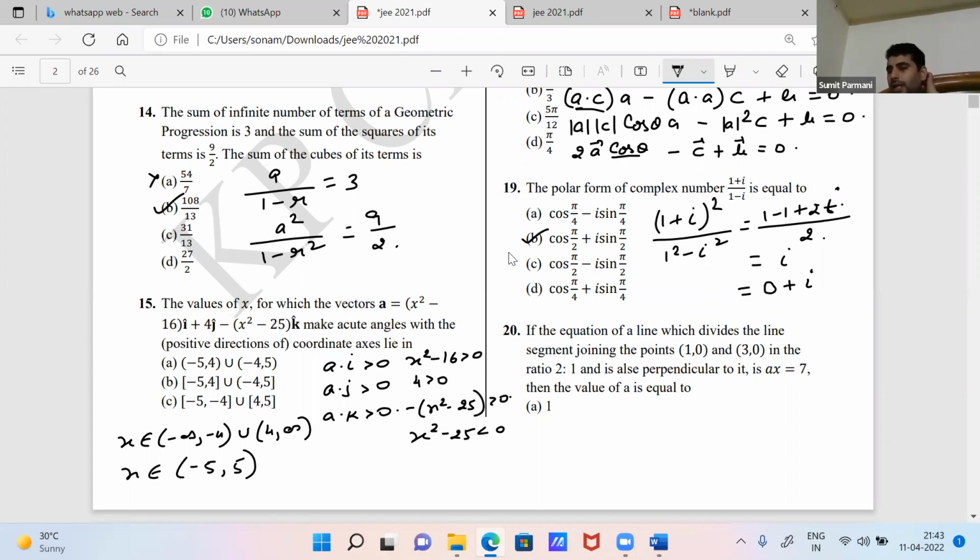cos pi by 2 is 0 and sin pi by 2 is 1. So this is the answer for the 19th one.